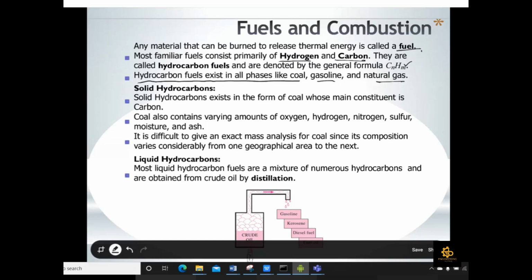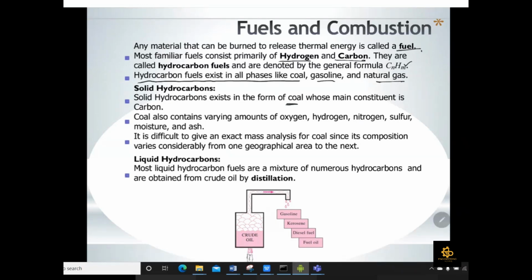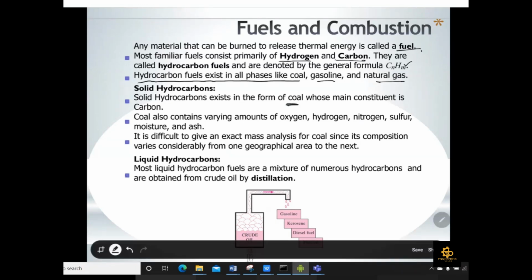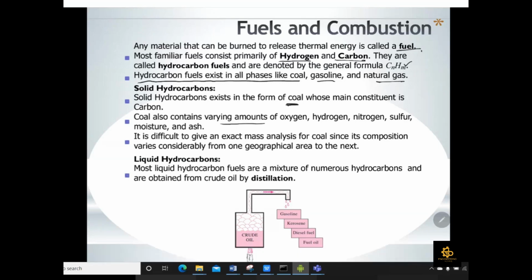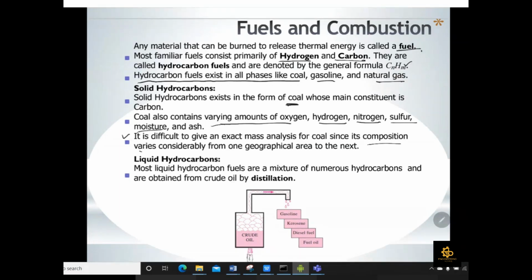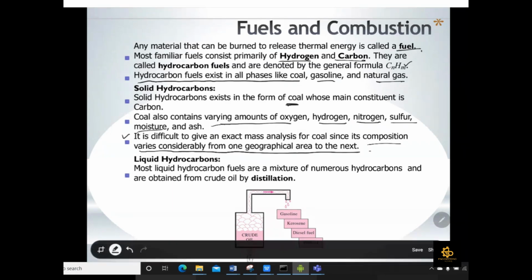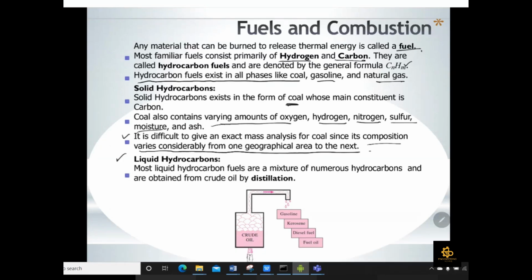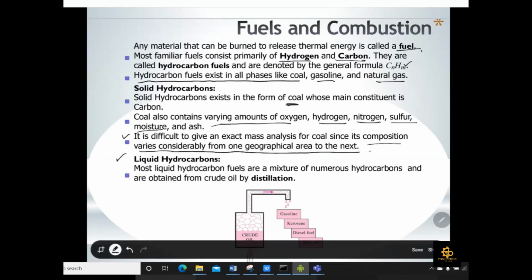Coal is one form of the solid hydrocarbon. Coal also contains different amounts of oxygen, hydrogen, nitrogen, sulfur, moisture, and ash. It is difficult to give an exact mass analysis for coal, since its composition varies considerably from one geographical area to the next. Okay, so this is one form of the hydrocarbon, the solid hydrocarbon. Then it comes to the liquid hydrocarbon, which we most commonly use in our IC engines.